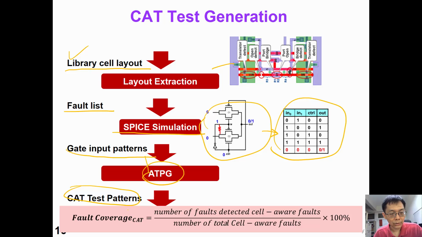The fault coverage of a cell-aware test is defined in this equation. In the denominator, we consider the number of total cell-aware faults. In the numerator, we consider the number of detected cell-aware faults.